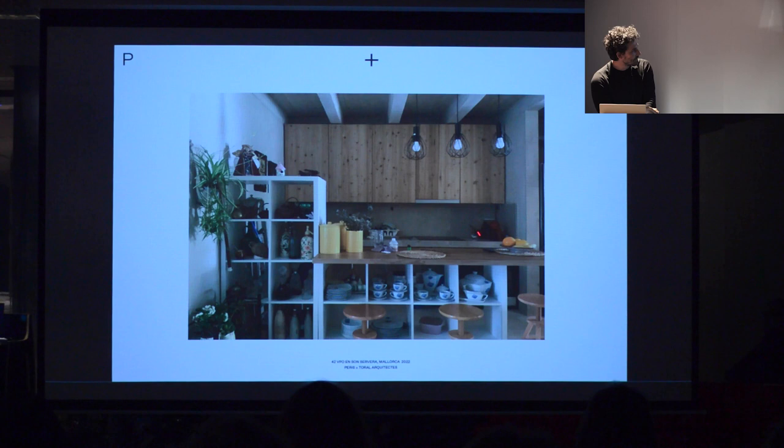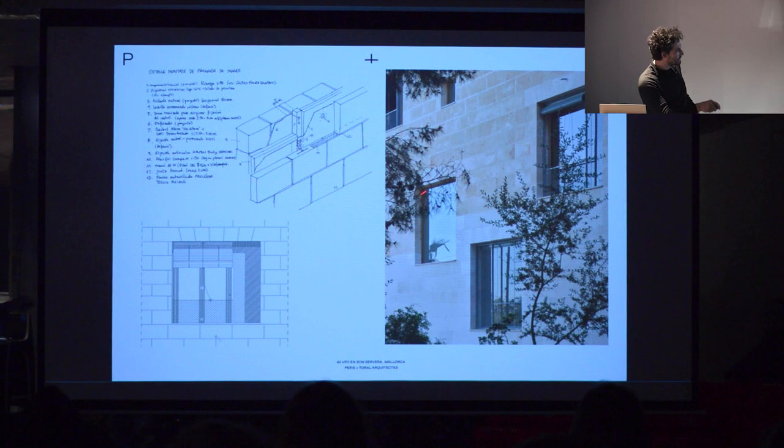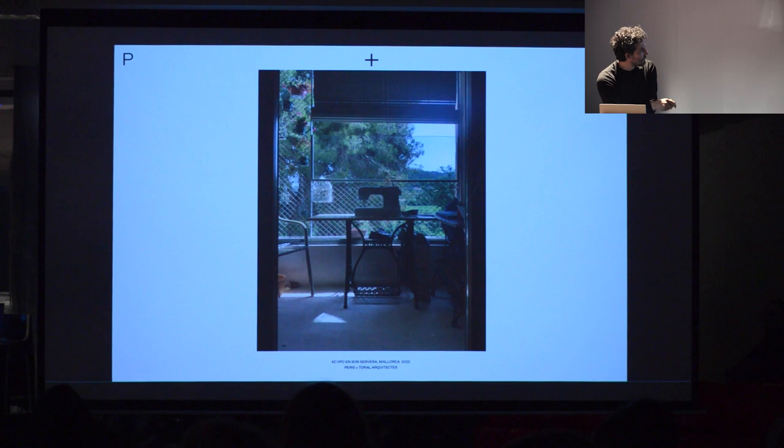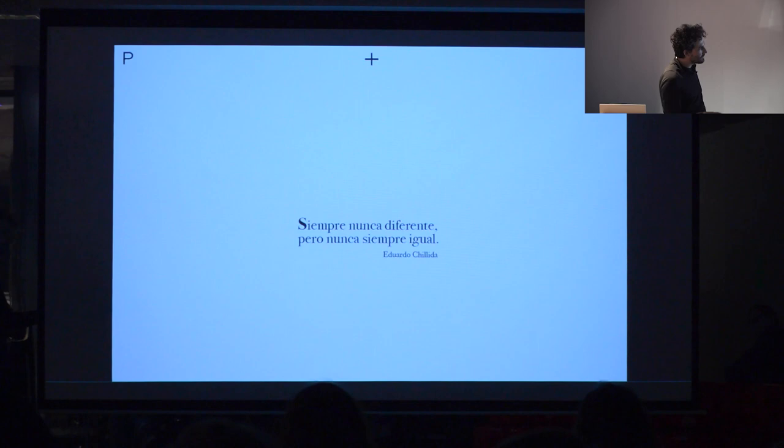This is how we built all the facade, with no metal elements, only cutting the stones, so it's self-standing with their own thickness. And this is how they use the winter garden sometimes, here with the sewing machine. And just to finish, we like to finish with this sentence, "Always never different, but never always the same," by Eduardo Chillida. Thank you very much.